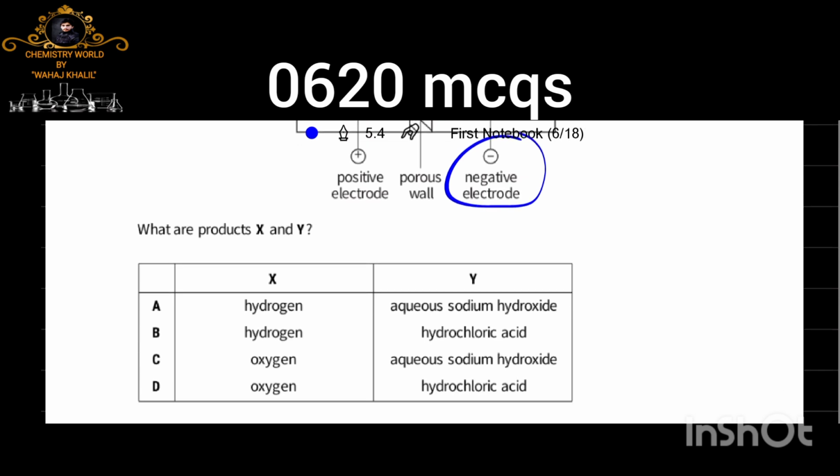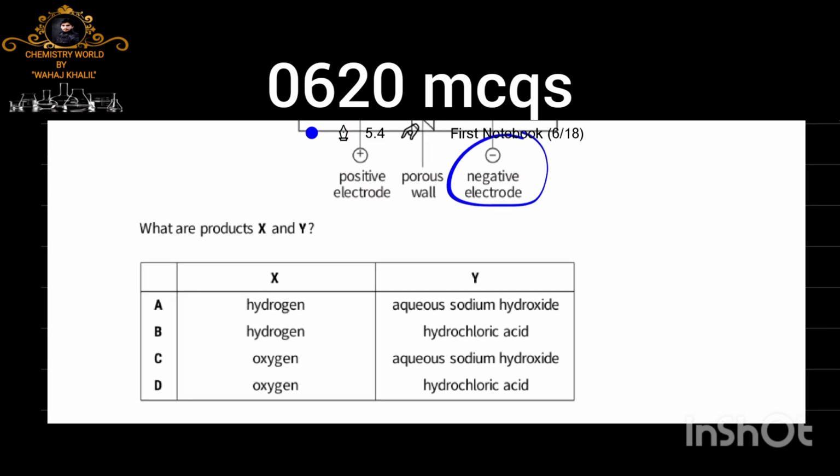So what are the products X and Y? Is it hydrogen and aqueous sodium hydroxide? Is it hydrogen and hydrochloric acid? Is it oxygen? We can't see oxygen in this reaction. So these two are not correct. B is hydrogen and HCl. So in an aqueous solution, how is HCl eliminated? It is also not right. So option A is the correct one.